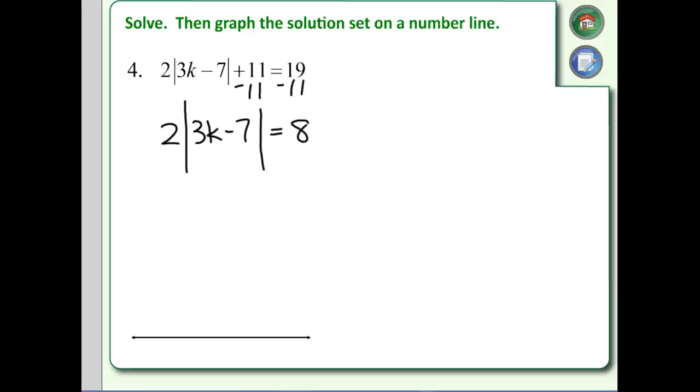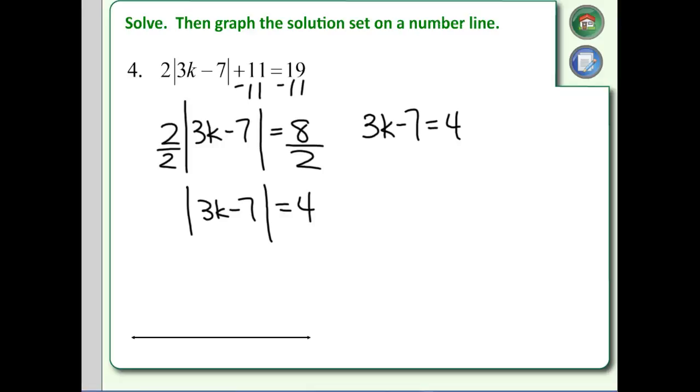So when we subtracted 11, now we've got to divide both sides by 2 because we've still got that 2 out in front of our absolute value bracket. Finally, now we've got our absolute value bracket alone. Now, this is an equation, so we learned yesterday that if it's an equation, we're going to solve it once for the positive answer and then again for the negative answer.